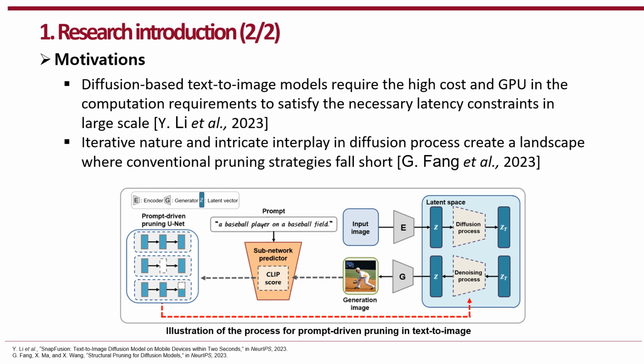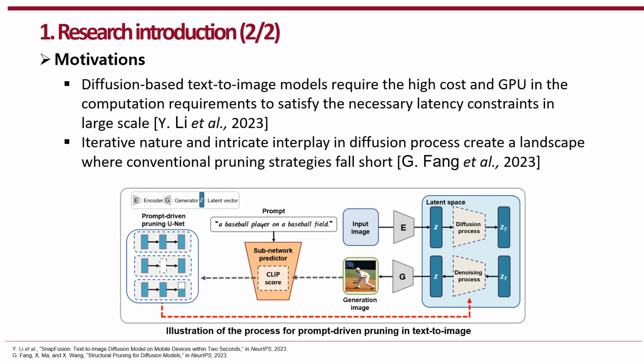The second motivation comes from the limitations of existing pruning strategies when applied to diffusion processes. In typical deep learning models, pruning is a common strategy to reduce model complexity by removing less important neurons or weights. However, in diffusion models, the process is more intricate.